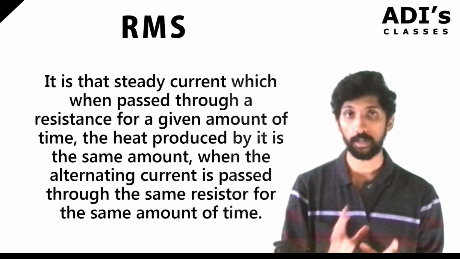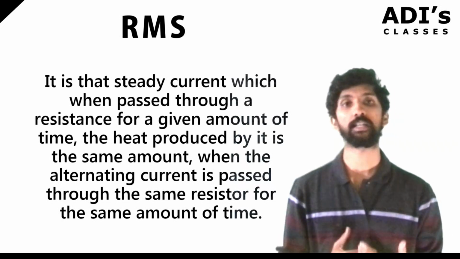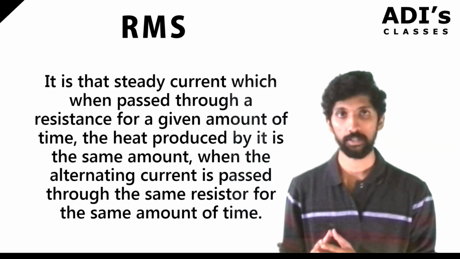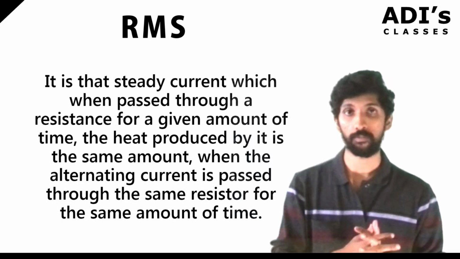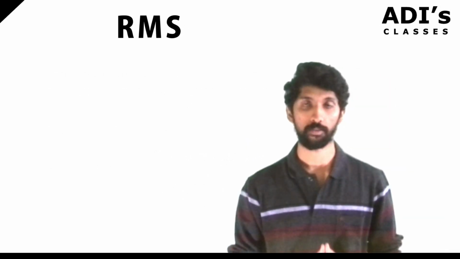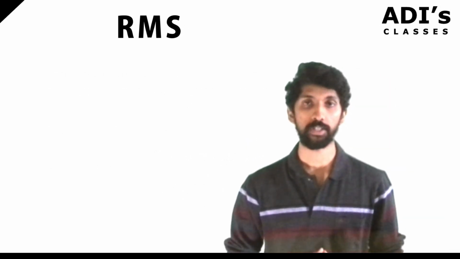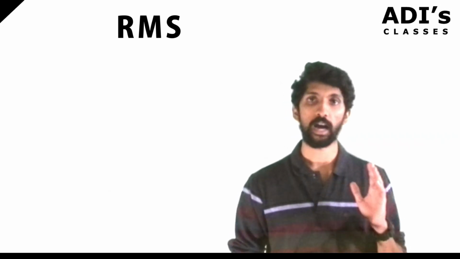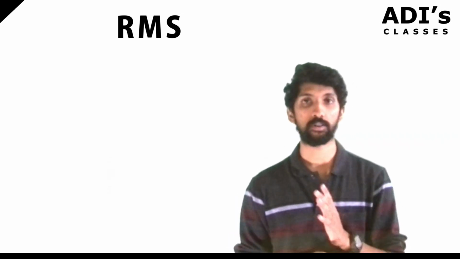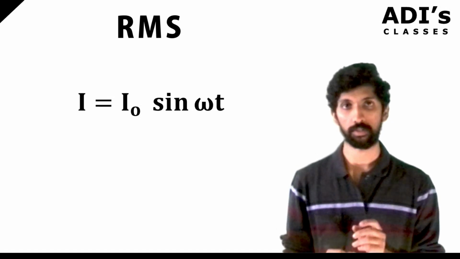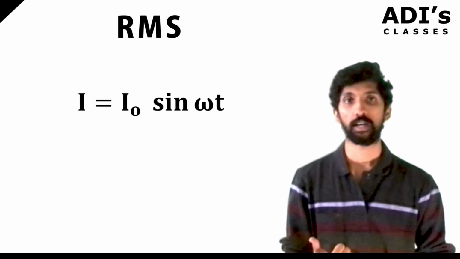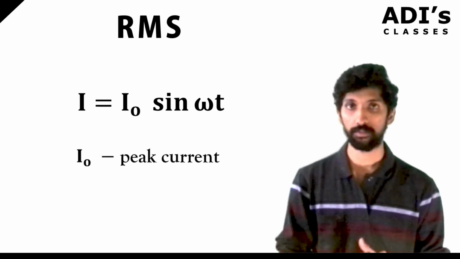So we are going to compare this, and mathematically we are going to derive the relation between the RMS value and the peak value of an alternating current. Let's start with the derivation. First, we have some current, let's say I = I0 sin ωt, passing through a resistor. Here I0 is the peak value and ω is the angular frequency.